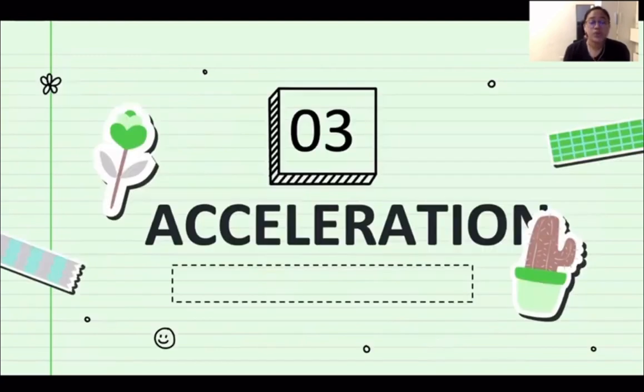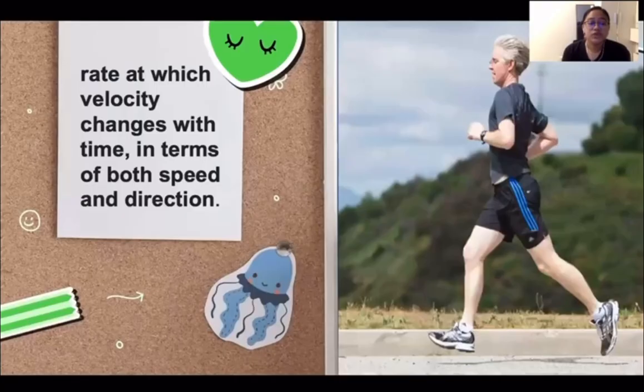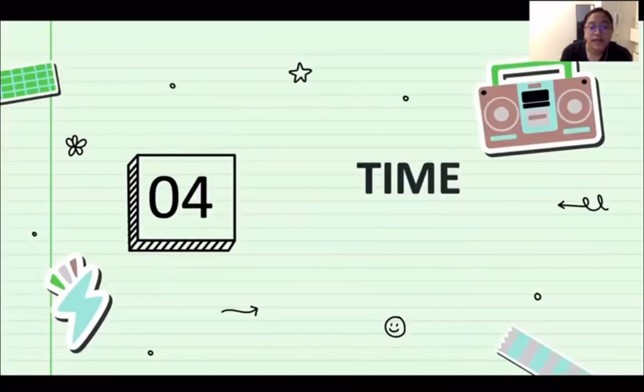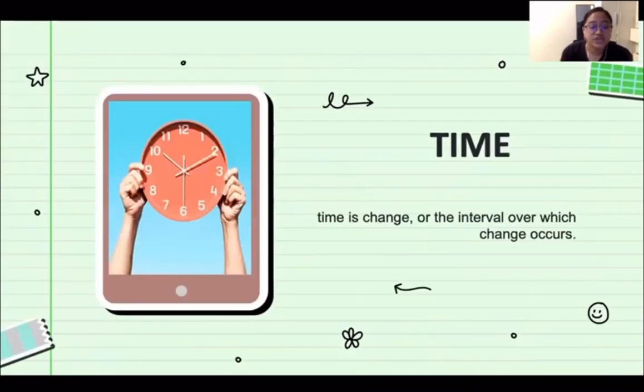Next term we need to know is acceleration. It is the rate at which velocity changes with time in terms of both speed and direction. If an object is moving in a straight line, acceleration is shown if it speeds up or slows down. Last but not least, we need to know about time. Time is the change or the interval over which change occurs.